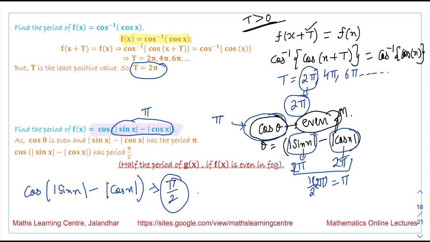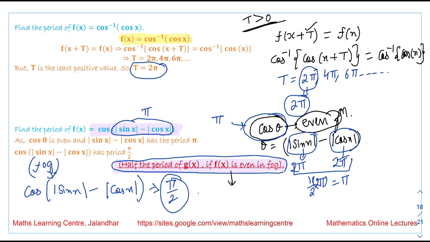That is half the period of g(x) if f(x) is even in f of g. This is our result that you have to remember: the period is half the period of g(x) if f(x) is even in f of g. This is f of g of this function. A similar result we can apply to find the period of the function cos of cos x. We are saying over here this function cos x has the period 2 pi.